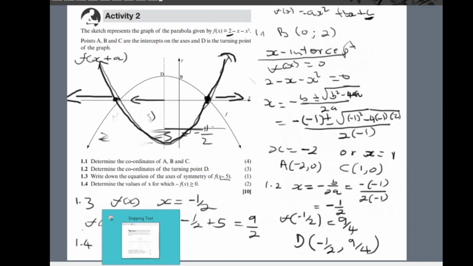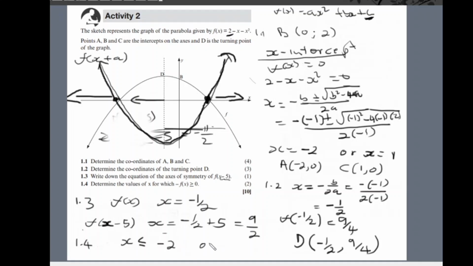So the values of x for which that function is greater than 0 will be x is less than or equal to minus 2, or x is greater than or equal to 1. Yeah, so those are the values. I hope it makes sense. If it doesn't, don't hesitate to ask me where you don't understand.